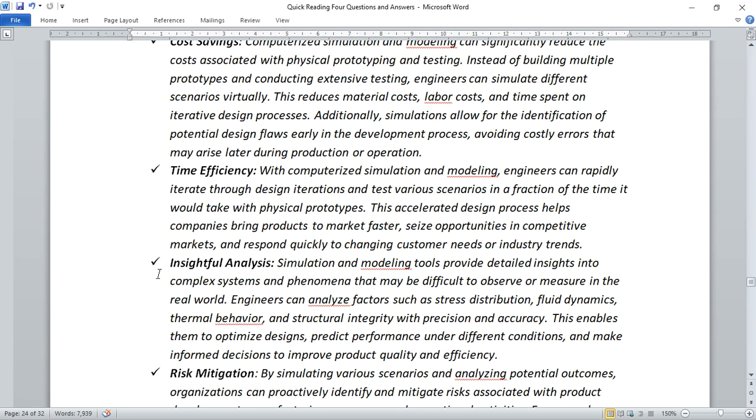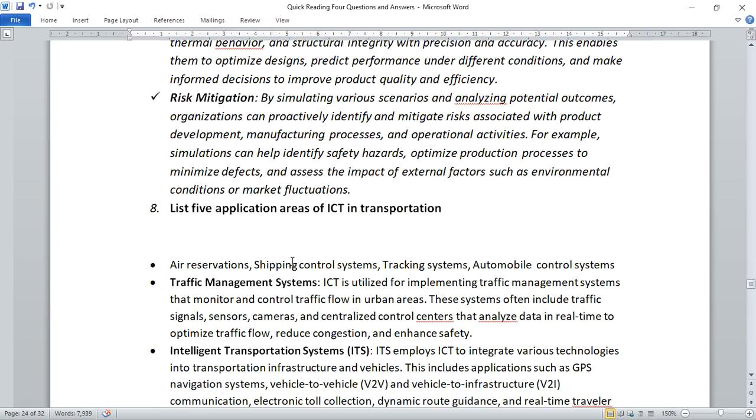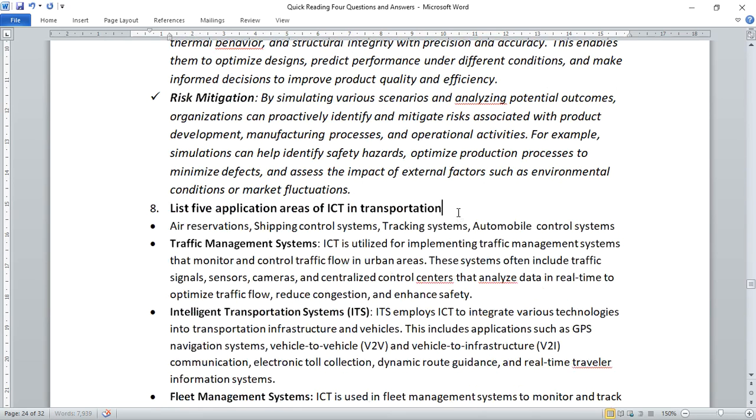Then we have risk mitigation. By simulating various scenarios and analyzing potential outcomes, organizations can proactively identify and mitigate risks associated with product development, manufacturing process, and operation. So here, you are trying to reduce the risk. That is the risk mitigation. You are trying to reduce the risk before it happens. Just like we usually have insurance to cater for uncertainties.